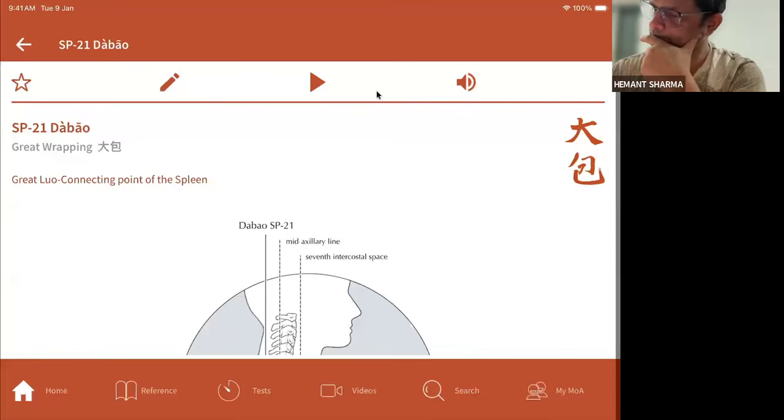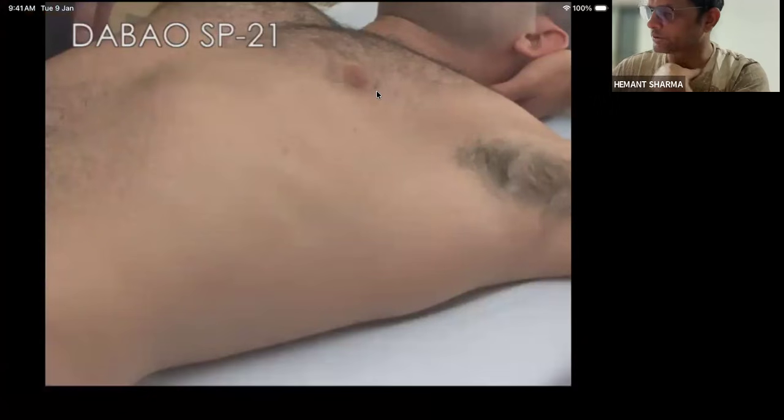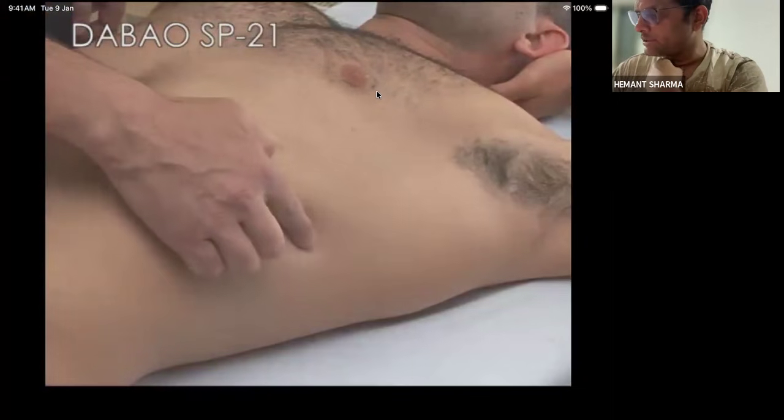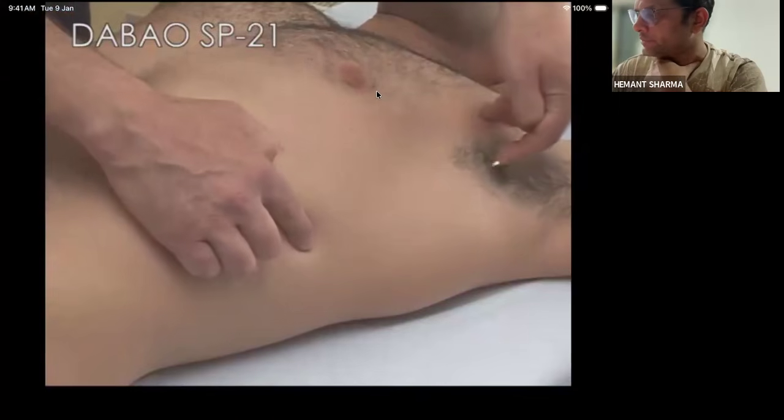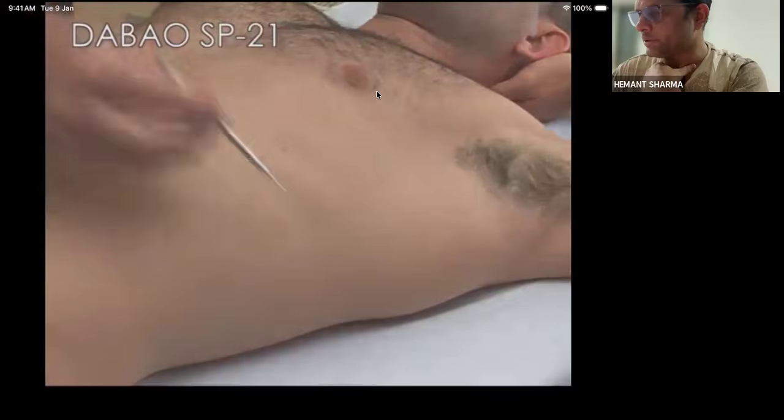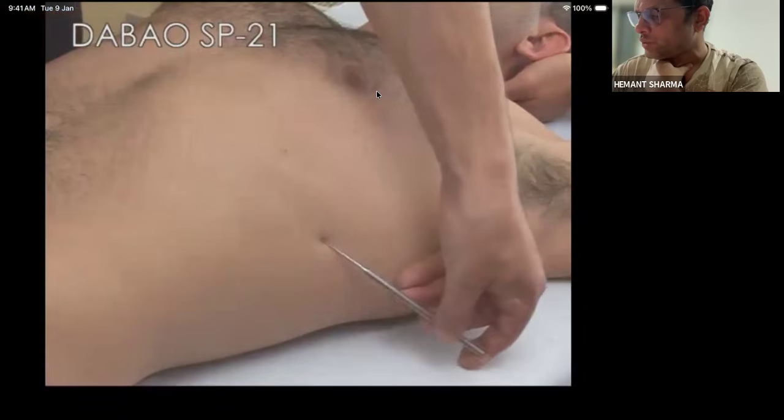I will show you the location of this point. Let's see here. It might be painful. So look at the location of the point from the mid-axillary line. From the axilla, if we are coming 8 fingers down, we are reaching this point. That is the location of spleen 21.